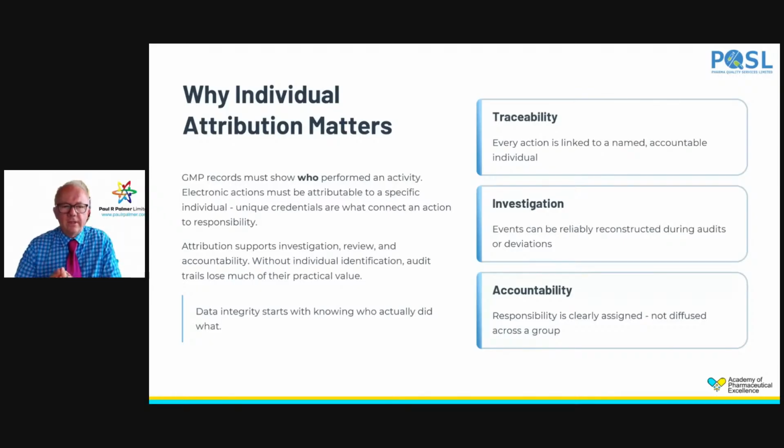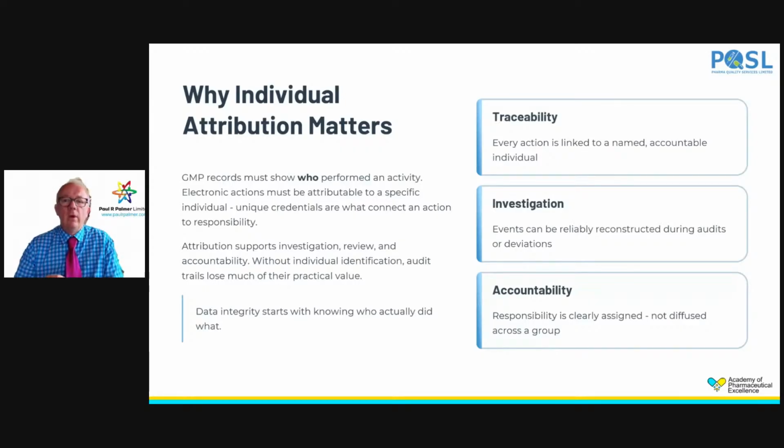Attribution supports investigation, review, accountability. Without individual identification, audit trails, what's the point? They lose their value because you don't know who did it anyway. Data integrity starts with knowing who actually did what activity. We need traceability. Every action linked to a named, accountable individual who actually has been trained in carrying out that activity.